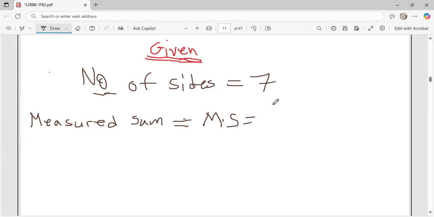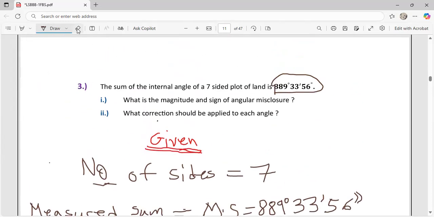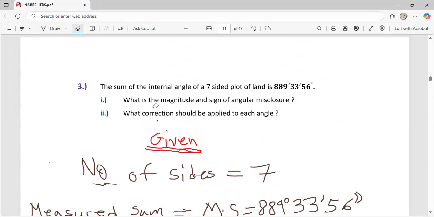Ms is equal to 88 degrees, 33 minutes, 56 seconds. So I can say that this is our given. That is what they gave us. And they are saying that we should find the magnitude and sign of angular misclosure.